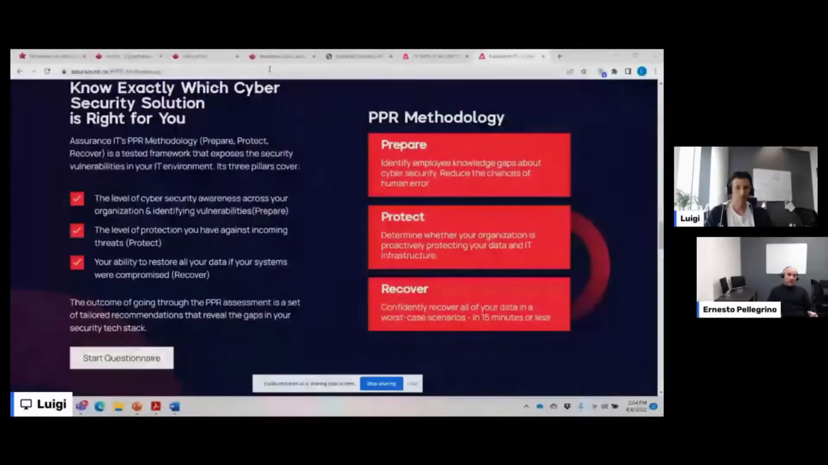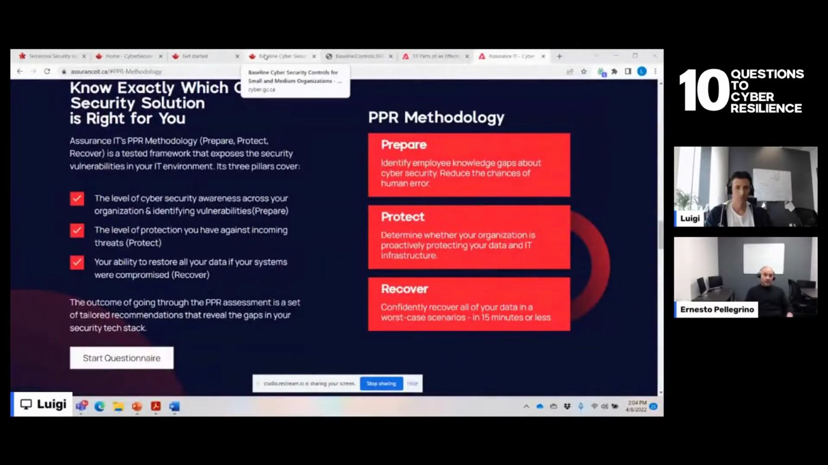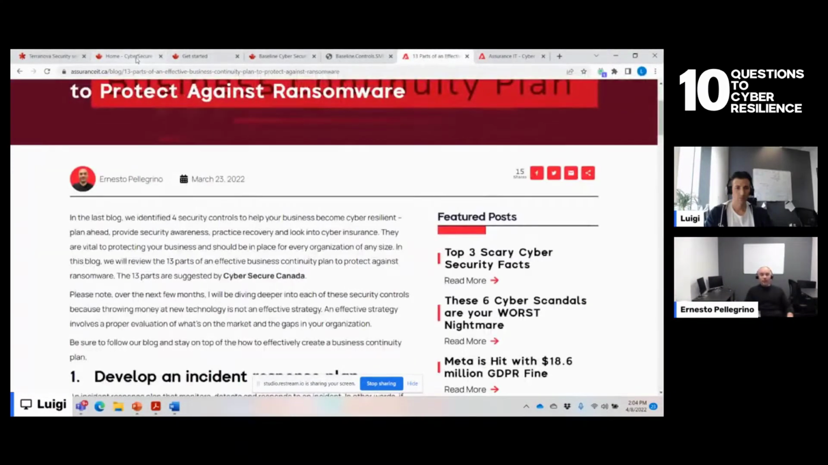I'll act more as the interviewer, because you can probably talk more in depth about it. Well, you did a great job there, Luigi, defining how we created a methodology around protecting, right? The Canadian Centre for Cyber Security and other governments across the world are putting together these frameworks. It's the government's response to cybersecurity. They put together these security controls, advice, and guidance on how organizations can get the most out of their cybersecurity investments. You'll hear us refer to the 13 cybersecurity points. You'll hear us refer to baseline cybersecurity controls.